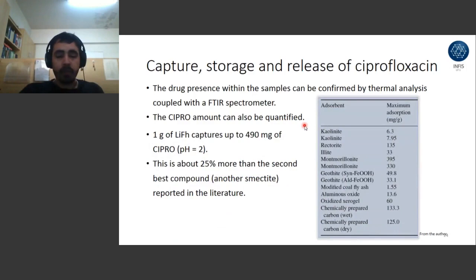But in principle, I found with this specific clay that I have studied that I could capture at least 25% more ciprofloxacin than other compounds reported in the literature at the time that I wrote this paper. The second best one was also a smectite, another clay. You can see here this montmorillonite. It's really similar to the one that I have used.